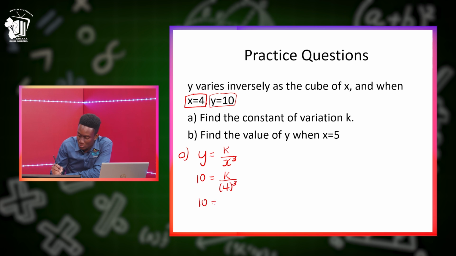So 10 will be equal to k divided by 4 raised to the third power. 4 times 4 is 16. 16 times 4 is 64. So to solve for k, we take over this 64 and multiply it by the 10. So 10 multiplied by 64 will give us k. Hence k will be equal to 10 times 64, which gives us 640. So the constant of proportionality, or k, is equal to 640.